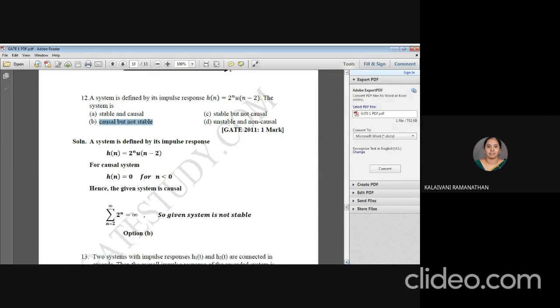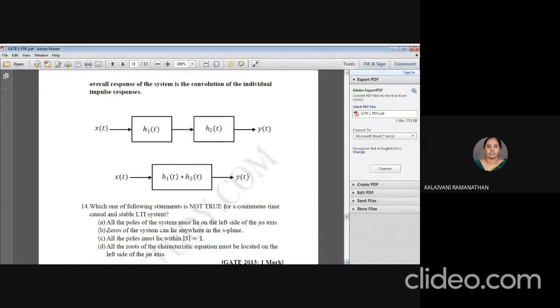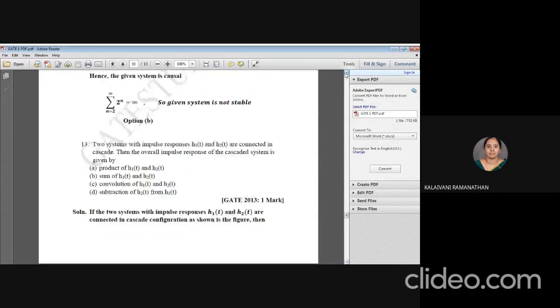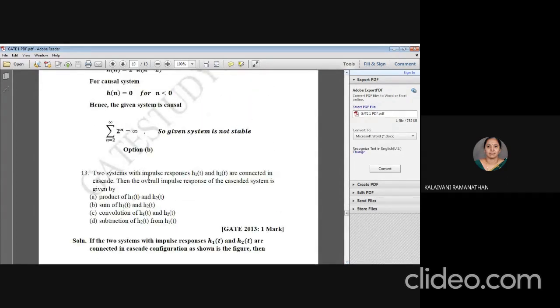Next question. Two systems with impulse responses h1(t) and h2(t) are connected in cascade. Then the overall response of the cascaded system is given by... So you have to remember the block diagram representation of two impulse responses connected in cascade. So these two systems are connected in cascade, then the overall impulse response will be given by this option, the convolution of h1(t) and h2(t).